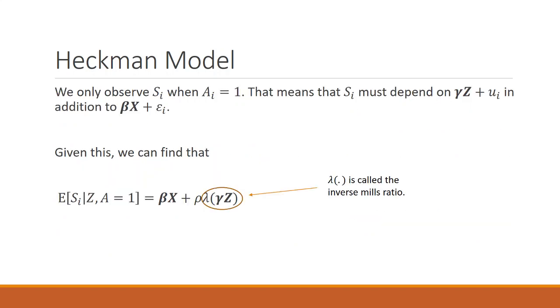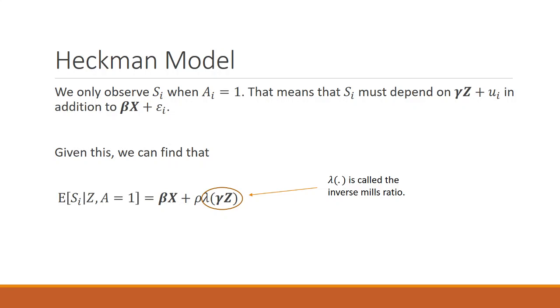So using that intuition, we need to somehow capture the effect of the variables that determine the selection process in our analysis of savings. That's the intuition here. We need to model the selection decision. We need to model A. And we need to somehow include that in our analysis of savings.